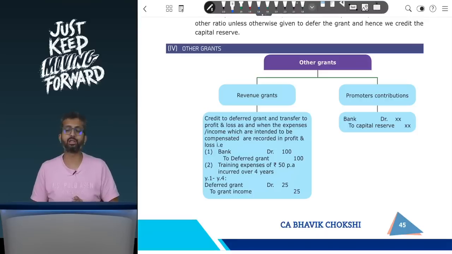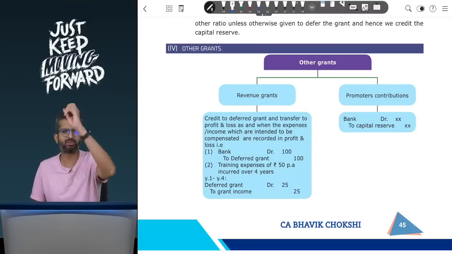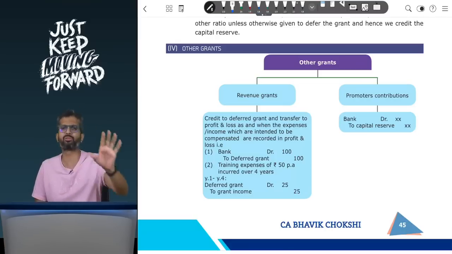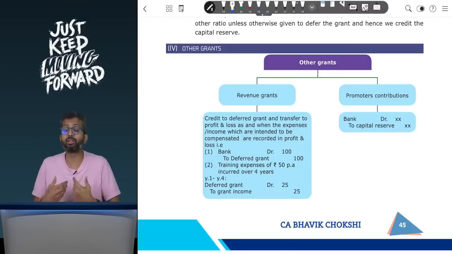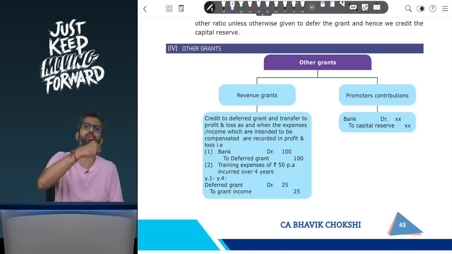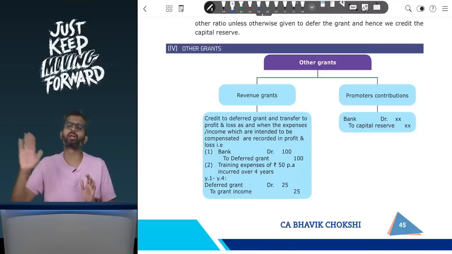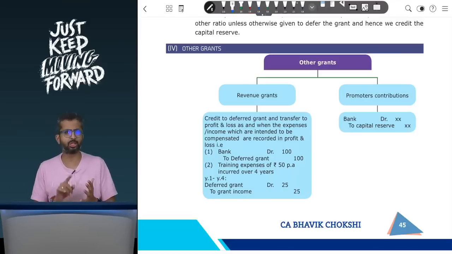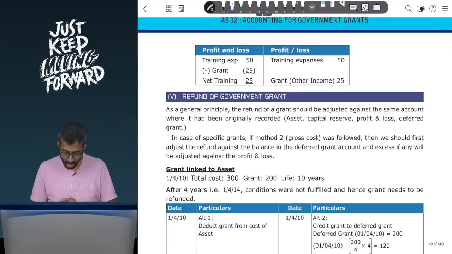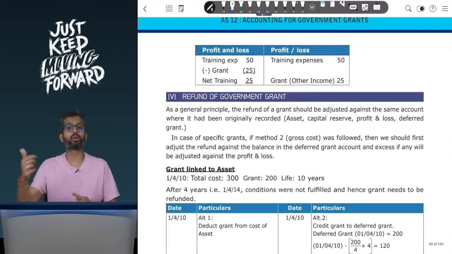And then there is grant in the nature of promoters contribution. So let us say you want to set up a factory in Arunachal Pradesh. The government of Arunachal Pradesh wants to encourage you, and the government says that if you set up a business here on rented basis, owned basis, whatever, we will give you a flat 5 lakh amount. Now that is a grant in the nature of promoters contribution. That 5 lakh you can use for whatever purpose you want, and hence the standard says that grant will be taken into the capital reserve, not in the P&L, not in deferred grant, not reduced from asset, directly taken to the capital reserve.